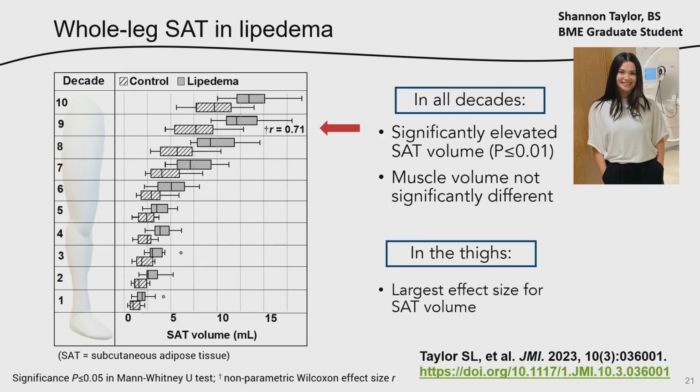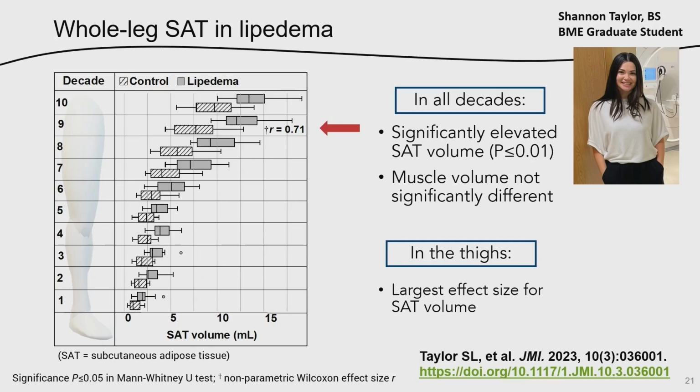I also want to highlight some interesting work that my first graduate student did in the lab, and she looked at the whole leg data sets that we had and provided an automated tool to look at the SAT volume and the muscle volume in all of these slices. And when she did that among this same cohort, she found that in every single slice, there was a significantly higher SAT deposition in our patients with lipedema compared to controls.